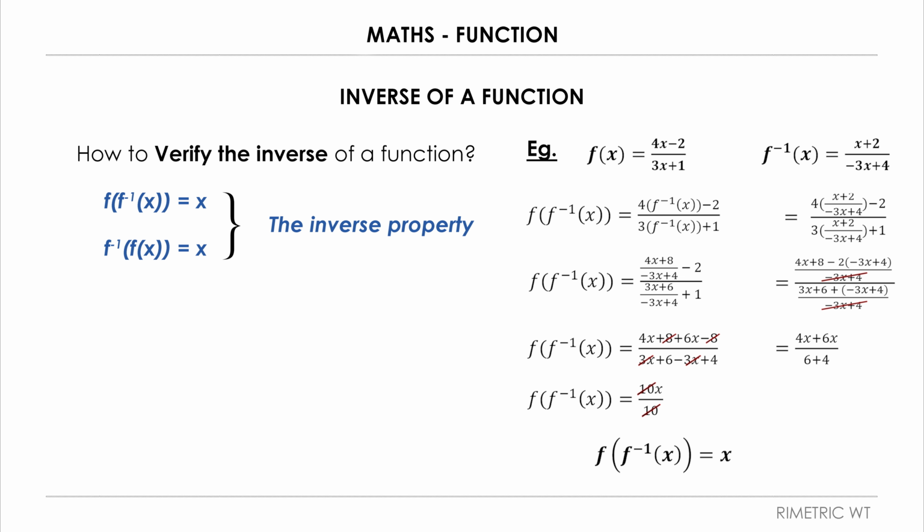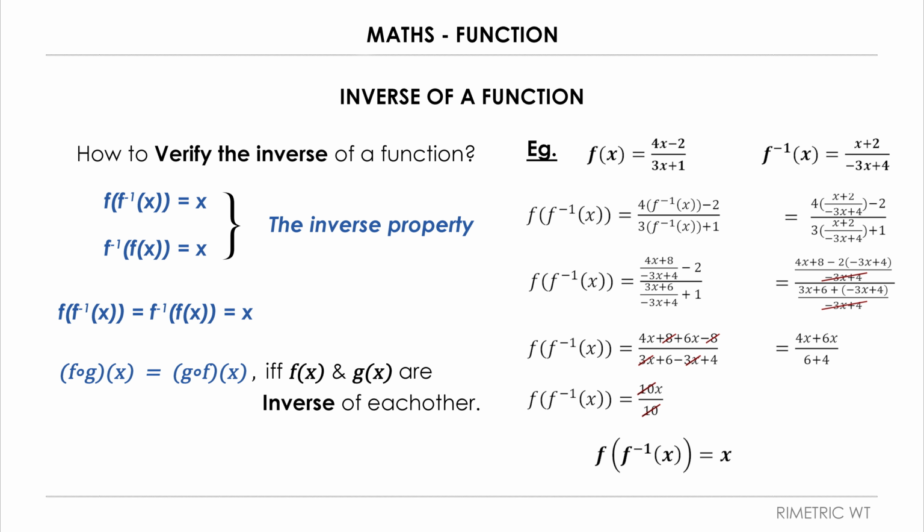If you did not get x at the end, that means somewhere a mistake must have been committed, either while evaluating the inverse or while verification, so revise your work to figure it out. Here, we can state the inverse property as f of f inverse of x equals f inverse of f of x equals x. This means the composite function is commutative if and only if the two functions are an inverse for one another. You can check the linear function and its inverse by yourself.